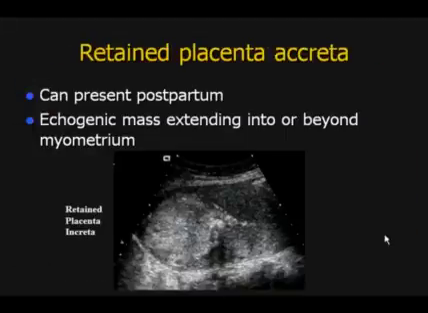Another thing to remember is placenta accreta. We often get more concerned about this during obstetric scans, antepartum or even intrapartum, when patients are having bleeding, but occasionally it can actually present in the postpartum period. And here's a patient with this hyperechoic mass, not just an endometrial mass, but actually seems to go out and extend almost to the serosal region of the uterus in this postpartum patient, and this is retained placenta increta.